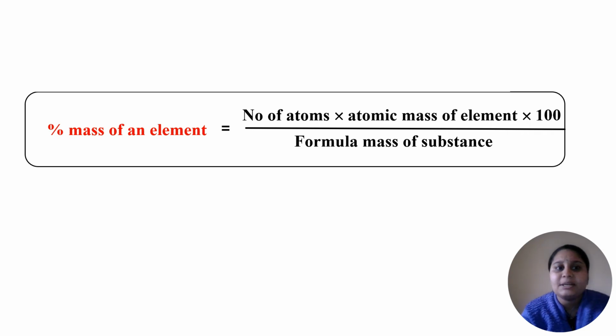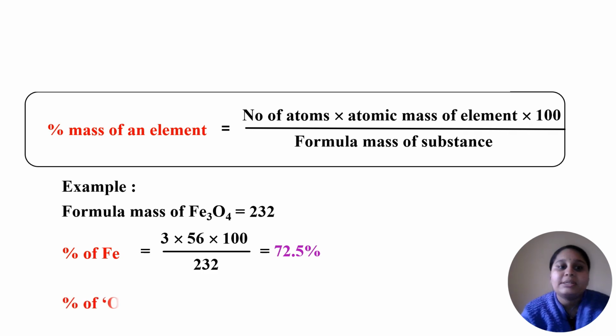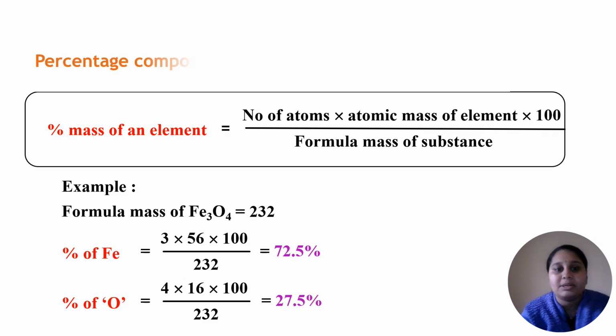So the next is percentage mass of an element: number of atoms multiplied by the atomic mass of the element, divided by the formula mass, multiplied by 100. Example, formula mass of Fe3O4 is 232. So the percentage of Fe is 3 into 56 multiplied by 100 divided by 232. You get 72.5%. Percentage of oxygen is 4 into 16 by 232 into 100, that is around 27.5%. So this is how we calculate the percentage composition of an element.